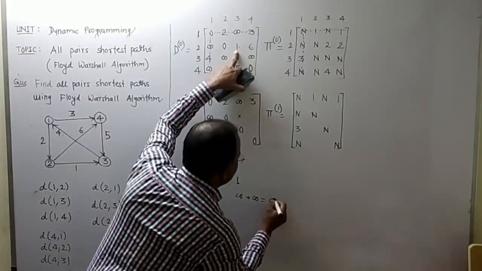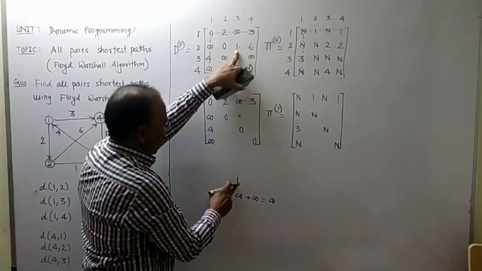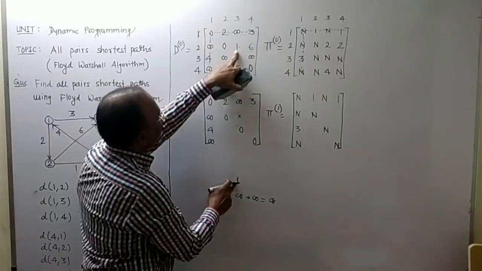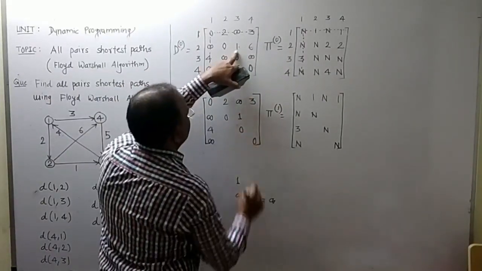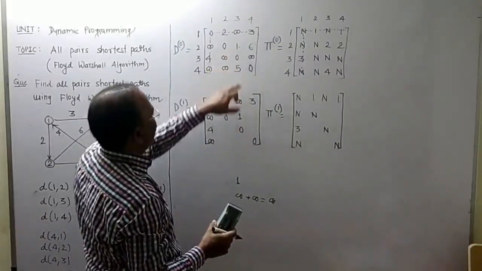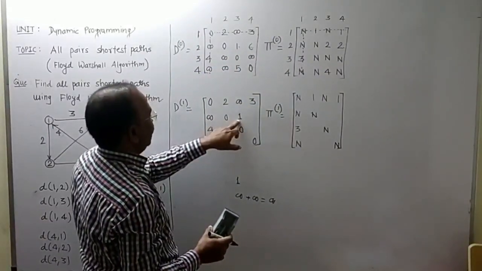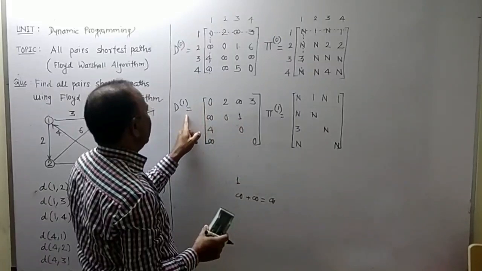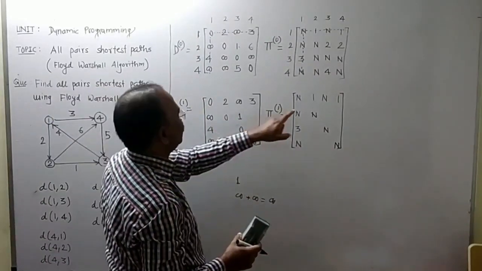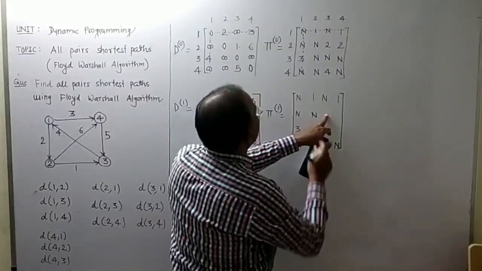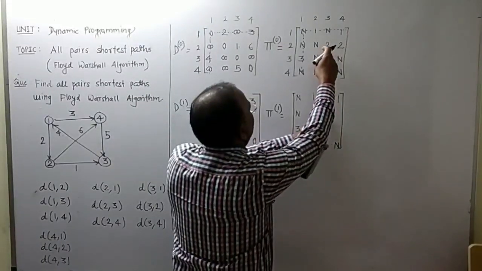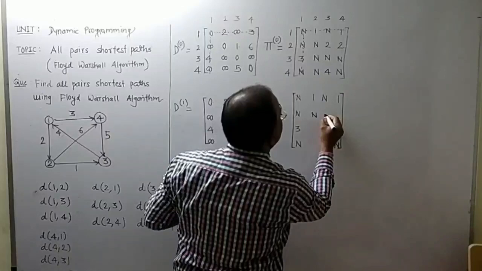That is equal to infinity. Now find out which one is the minimum. 1 is the minimum, so write here the 1. It means that the same value we have written, there is no change. If there is no change in the D1, there will not be a change in the pi 1. Now the same value we have to consider from pi 0 for pi 1, that is 2.